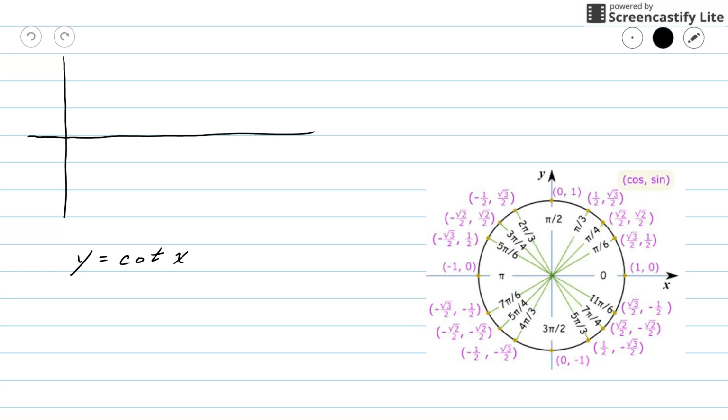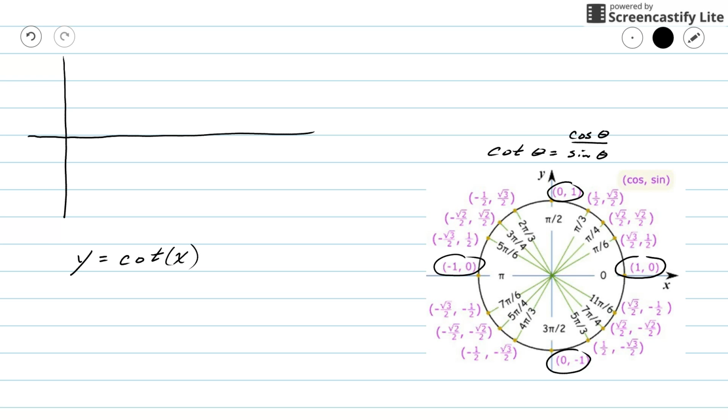All right, so we're going to be taking a look at a cotangent graph, cotangent of x. And we're going to be using the unit circle to once again generate some points to see how this cotangent function behaves. So cotangent of theta, cotangent of an angle, is equal to the cosine divided by the sine. And we're going to start with our quadrantal angles.